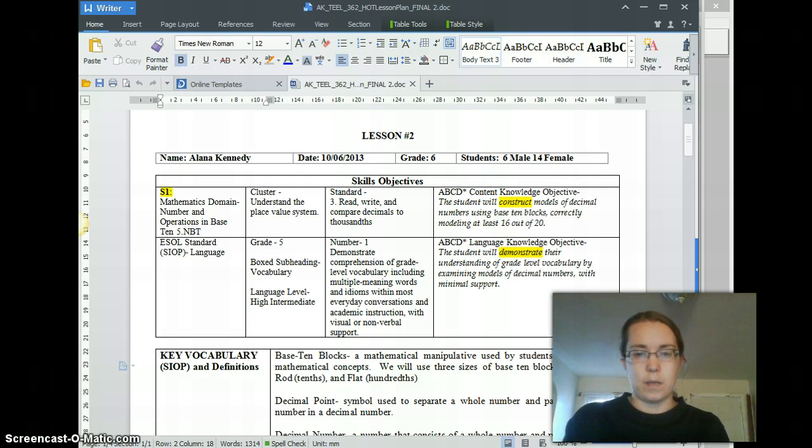My student's ABCD objective is the student will construct models of decimal numbers using base 10 blocks, correctly modeling at least 16 out of 20.